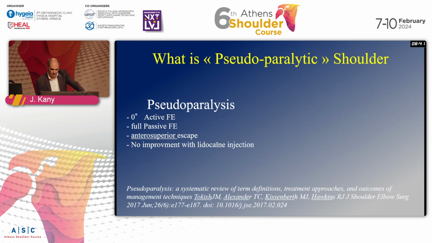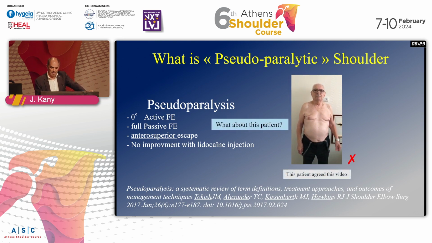This is the other definition. You show us the same. A pseudoparalytic shoulder is 0 degrees of active forward elevation, full passive elevation, anterosuperior escape, and no improvement with lidocaine injection because most of the patients have no pain. But look at, again, this patient. He has no anterosuperior escape. He has just no elevation. He has good internal rotation, good external rotation, but no anterosuperior escape. So this patient is not a pseudoparalytic shoulder under this definition because there is no anterosuperior escape.